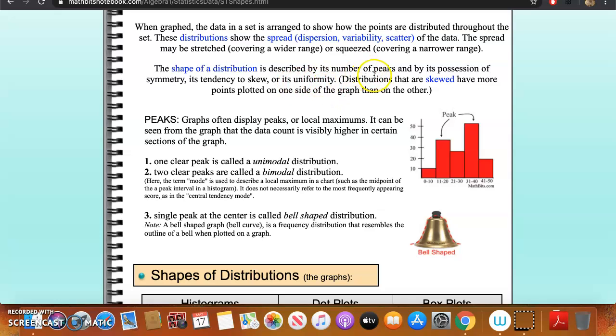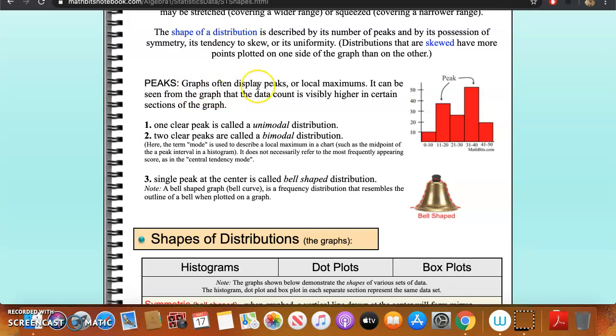We could describe it with the number of peaks, by possession of symmetry, tendency to skew, and or uniformity. Distributions that are skewed have more points plotted on one side of the graph than on the other. This idea of skew is going to come into importance as we do the problems. Now, the first thing we're looking at is peaks. We have this sample histogram, and we can clearly see that there are two clearly defined peaks in this distribution.